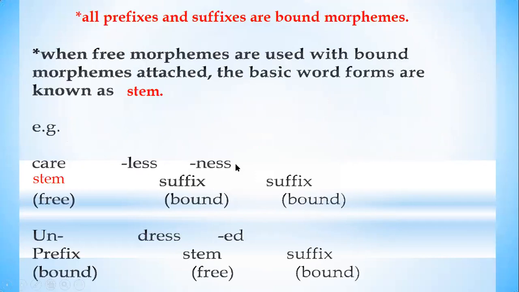Okay, next. All prefixes and suffixes are bound morphemes. When free morphemes are used with bound morphemes attached, the basic word forms are known as stems. For example, careless. Care is free, and the suffix less is bound. Next, dressed. Dress is the stem, and the suffix is ed. Or undressed. Now let's go to the next page.